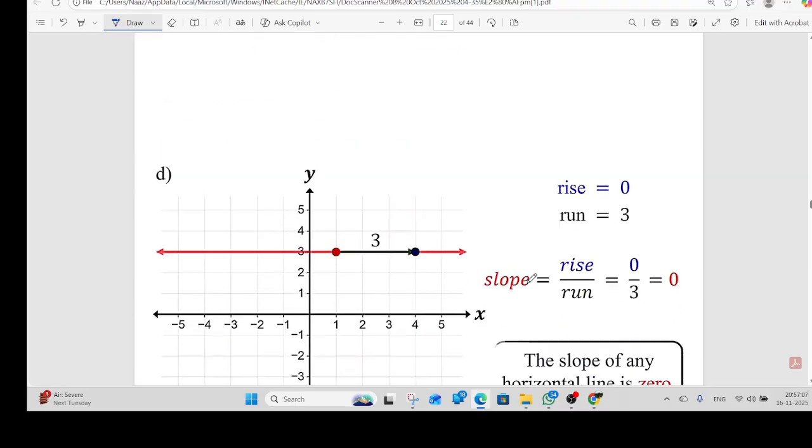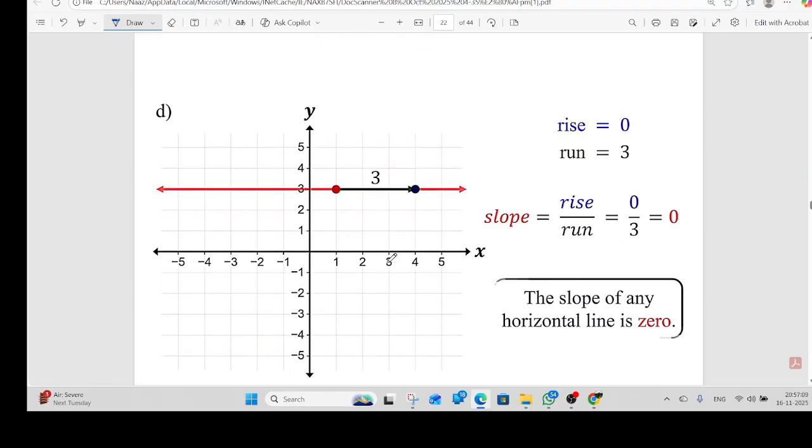For this graph, if you see, the value of y is not changing, right? Y is 3 for each value of x. So your rise is 0, right? And run is 3. If you take these 2 points, 1 2 3, so 0 divided by 3 is 0. So your slope is 0. That means there is no change, right? So the slope of any horizontal line is 0.